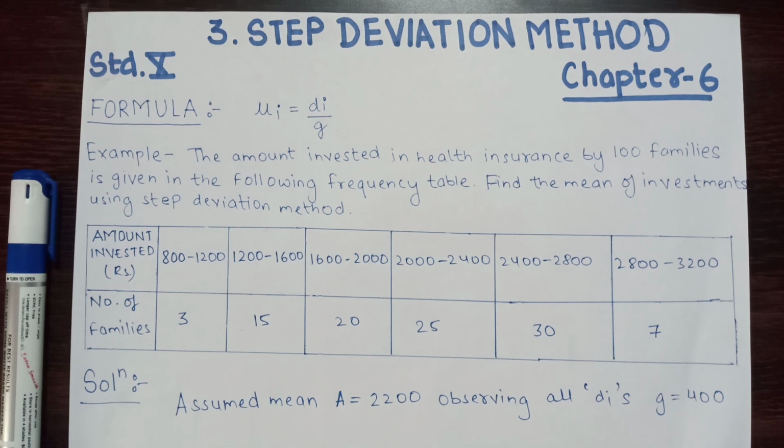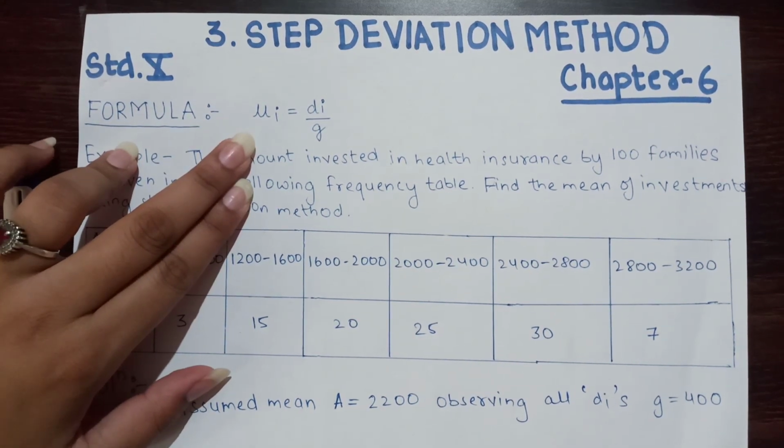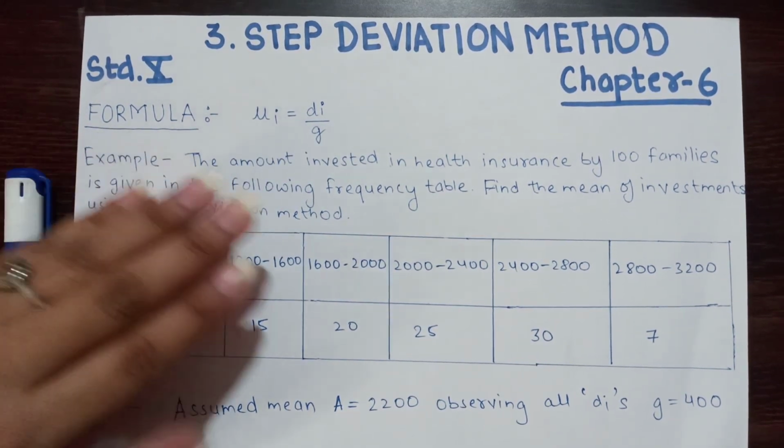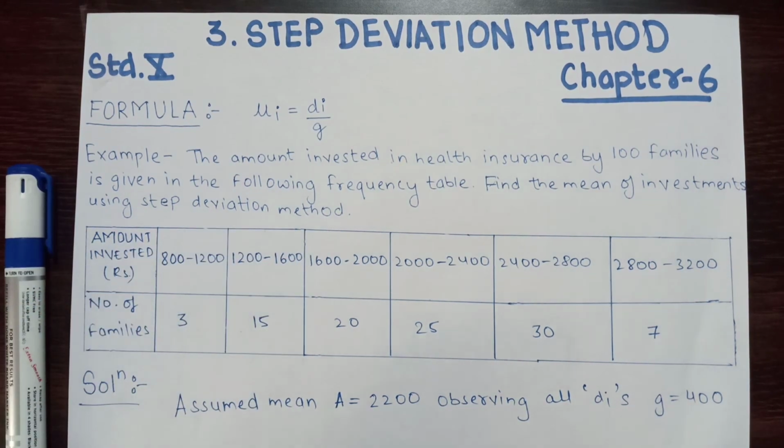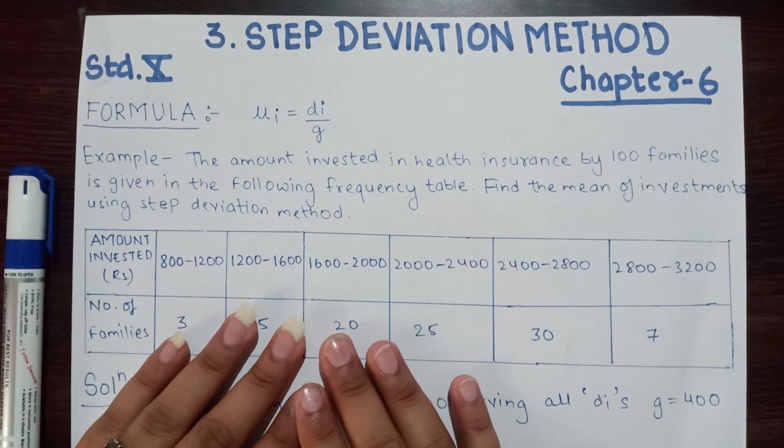Friends, so today I am here with the third part of mean, that is step deviation method. We studied the direct method and assume mean method to find the mean. Now we study one more method which reduces the calculation still further. So here is the formula of step deviation method, as you can see, that is ui is equal to di upon g. So now we will take one example to show you how to solve this and how to calculate this mean using step deviation method.